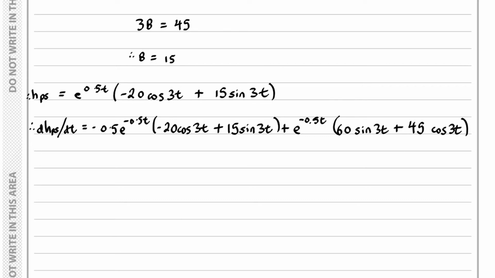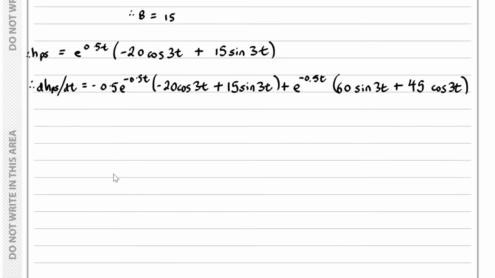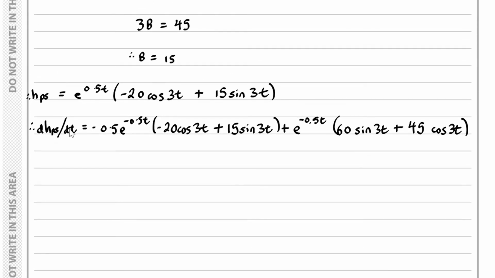Okay, so for the remainder of the question, we have to find the maximum displacement of the end of the diving board above E. So this is a fairly standard differentiation problem in that now we have to set this thing equal to 0. If we set this equal to 0 to find the time, we can substitute that time back into here to find the maximum displacement.